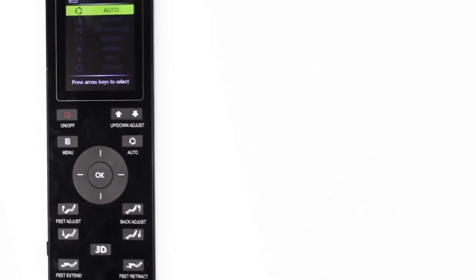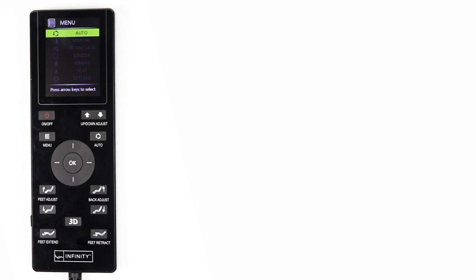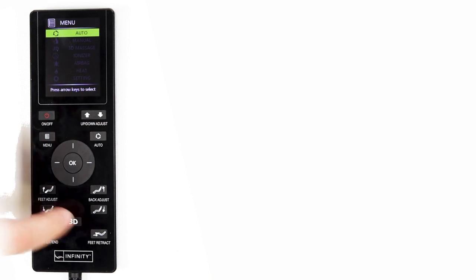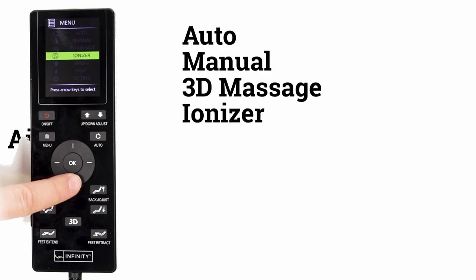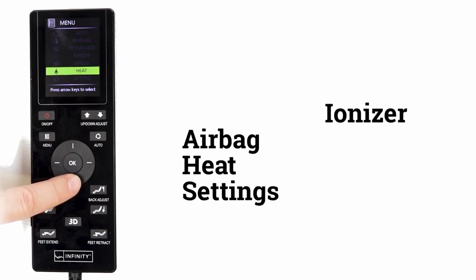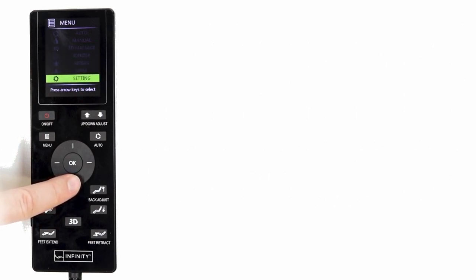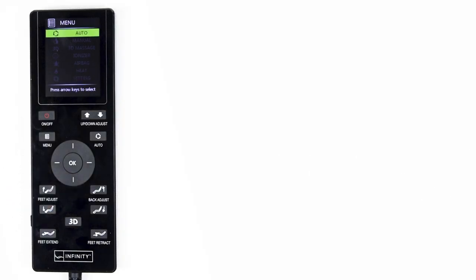Let's explore the other functions of the chair. Press the menu button. On the menu screen, you'll see 7 items: Auto, Manual, 3D Massage, Ionizer, Airbag, Heat, and Settings. It is very easy to navigate through this menu. Just use the directional pad to navigate the menu and press OK to select an item. We're going to start from the top and work our way down.